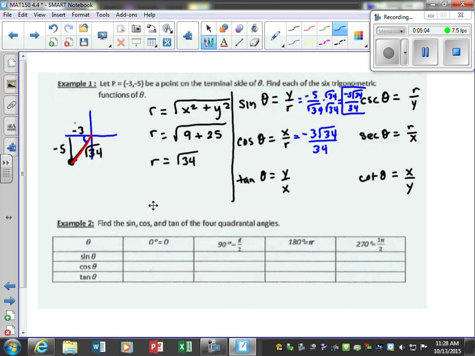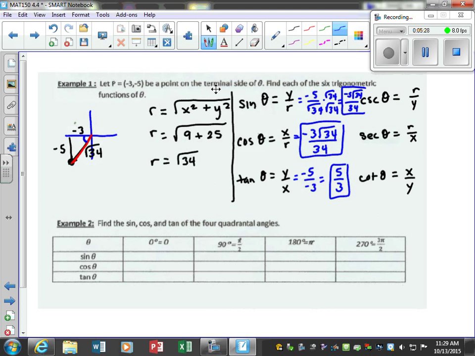Okay, tangent is going to be your y over your x. The y value is negative 5, the x value is negative 3, so that's going to just be negative 5 over negative 3, which simplifies to positive 5 over 3.